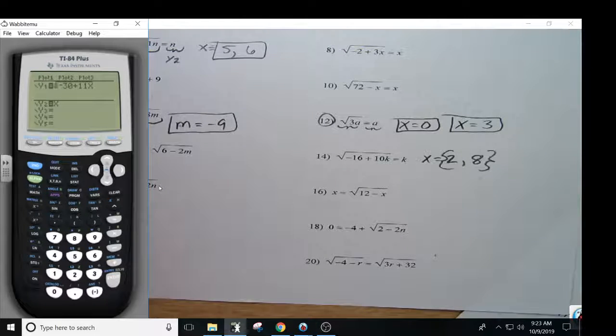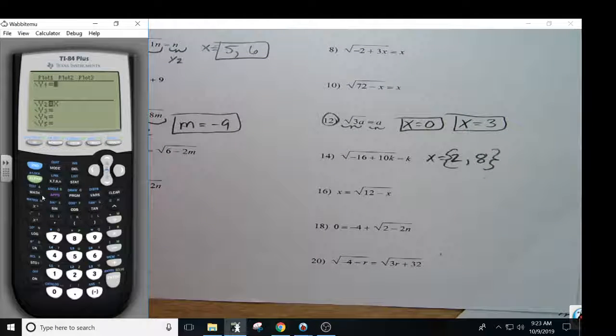Yes, ma'am. 15. So we got now, guys, I'm going to put x in y2 since it's already there. I'll just put the right side in y1 because it really doesn't matter which one you put in as long as you get both of them in there. So square root of -1 minus 2x. All right. Graph that.